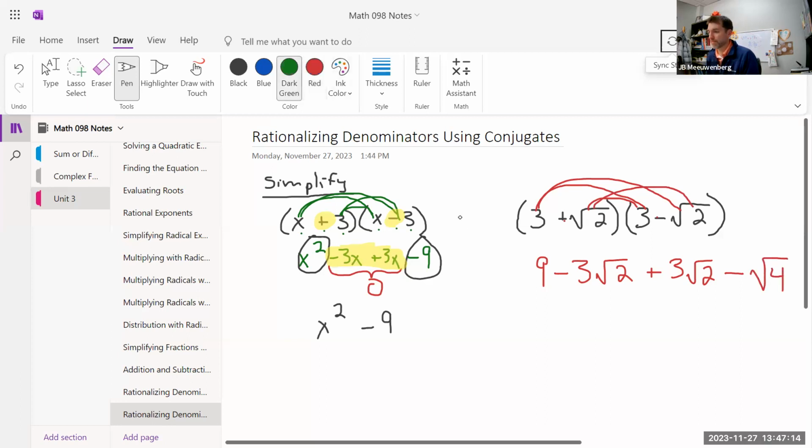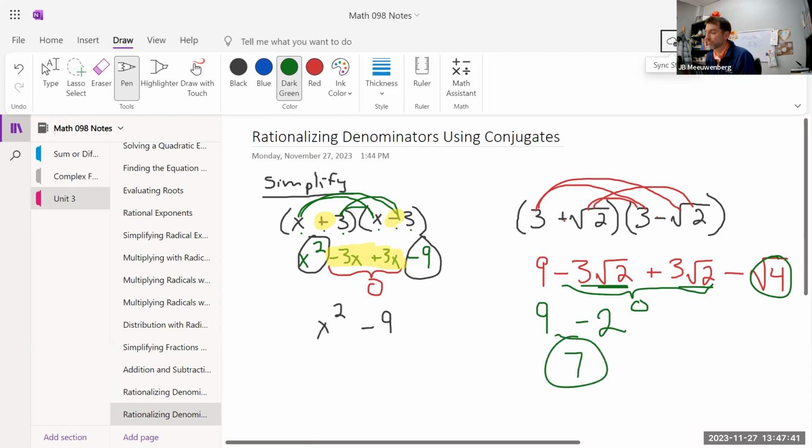Now we simplify. 9 is just 9. How about this? What does that equal? It equals 0, just like this one did. They are opposites. They are identical to each other. One is minus, one is plus, so they are 0. Minus, what's the square root of 4? 2. So we're left with just 7. This original expression has a value of 7. And notice how there's no radical in it.